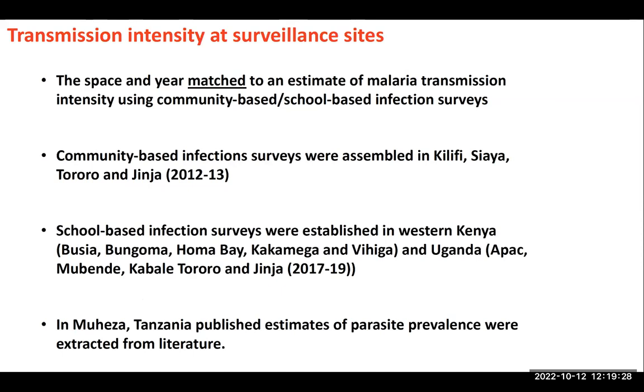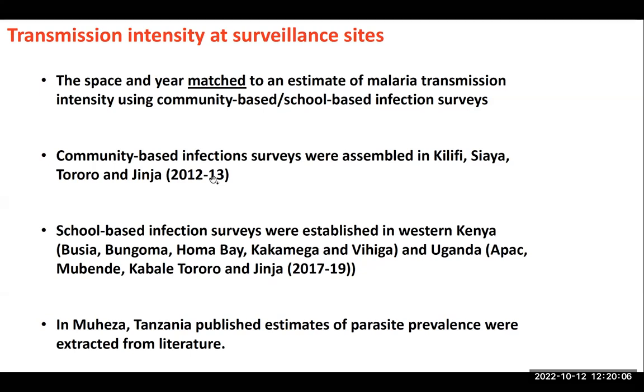So the final parameter that we required was parasite prevalence. And so the malaria admission data that I have just described was then spaced and earmarked to an estimate of malaria transmission intensity. And this was using either community-based or school-based infection surveys. So for the community-based household parasite prevalence surveys, data was assembled in Kilifi and Siaya in Kenya, and in Tororo and Jinja in Uganda during the 2012 to 2013 surveillance period.